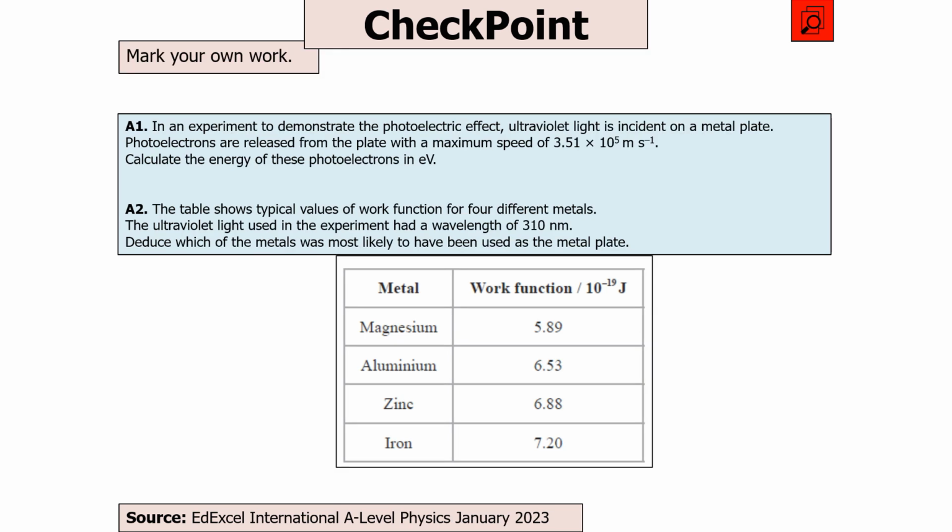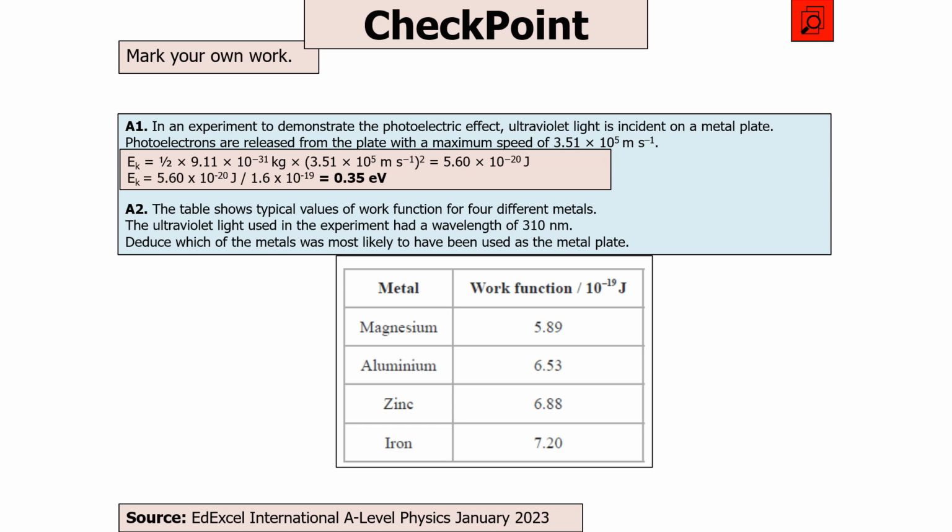Right, so in this one, what you've got to do is say, well, the kinetic energy is a half mv squared, and we know that the mass is that of the electron, which we're given on the equation sheet. So you pop all the values through, and you get the energy in joules to be 5.60 times 10 to the minus 20 joules. You then divide that by 1.6 times 10 to the minus 19 to get the answer to be 0.35 eV.